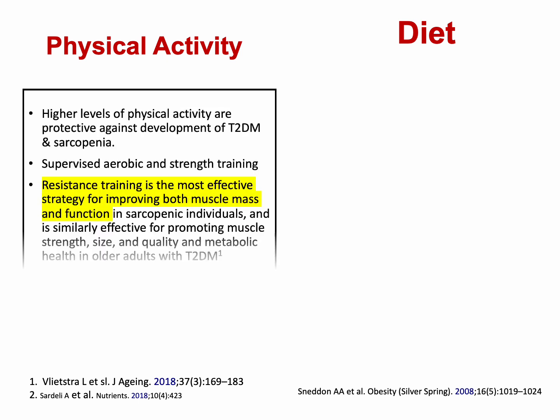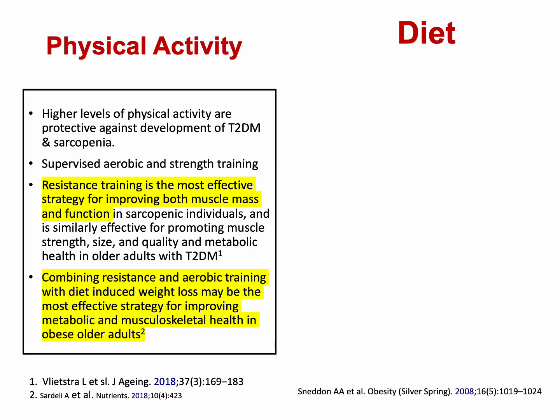Now, higher levels of physical activity are protective against development of type 2 DM as well as sarcopenia. Supervised aerobic and strength training, particularly resistance training, is the most effective strategy for improving both muscle mass and function. It also promotes muscle strength, size, quality, and metabolic health in older adults with type 2 DM. Combining resistance and aerobic training with diet-induced weight loss may be the most effective approach for enhancing metabolic and musculoskeletal health in obese older adults.